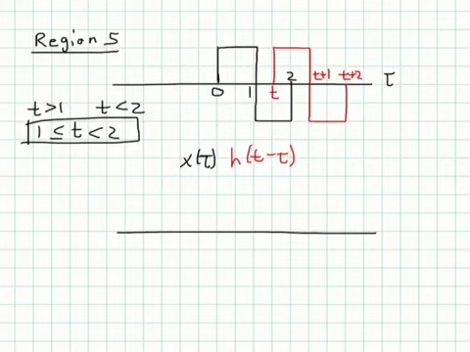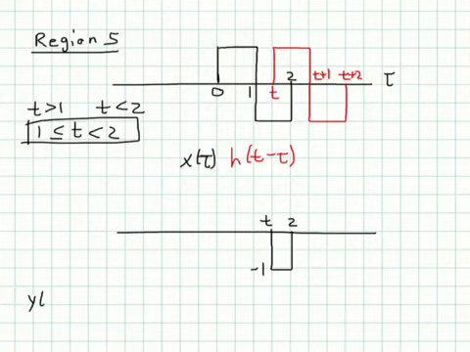So there's only one region here where they're both going to be non-zero at the same time, and that's right here in this region. And so in this region it will be equal to 1 times a minus 1. So the result is minus 1, and that's from t to 2.